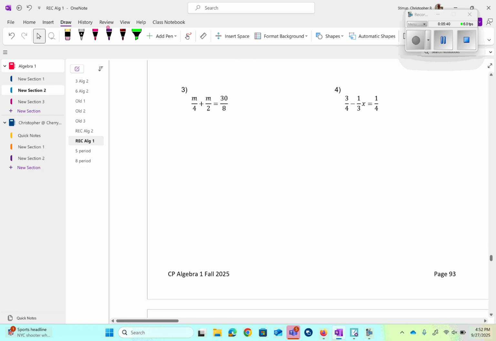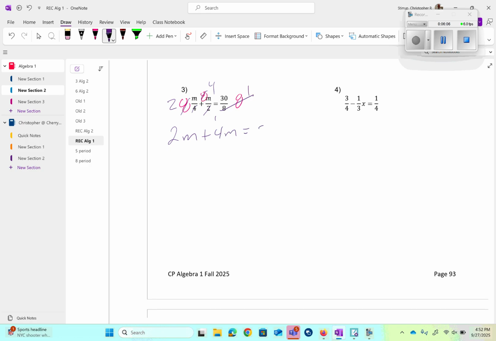Okay, so on number 3, the bottom numbers are 4, 2, and 8. So think about a number that 4 and 2 and 8 all go into. And the answer is 8, because 4 goes into 8, 2 goes into 8, and 8 goes into 8. So 4 goes into 8 twice, so I get 2m, plus 2 goes into 8 4 times, that gives me 4m. And then those 8s cancel out, so 1 times 30 is 30. So I wind up with 6m equals 30. Divide each side by 6. So m is equal to 5.